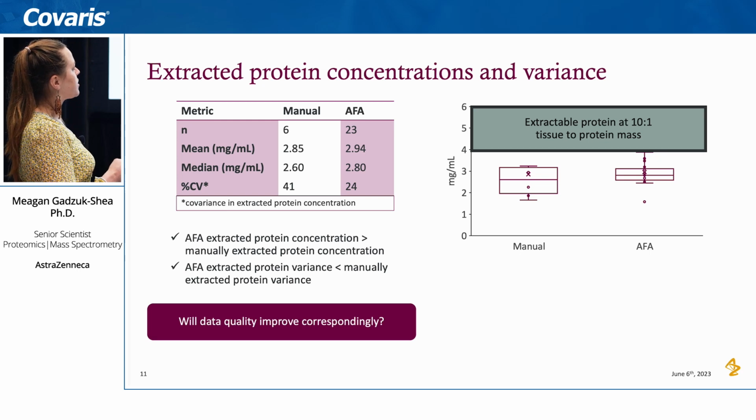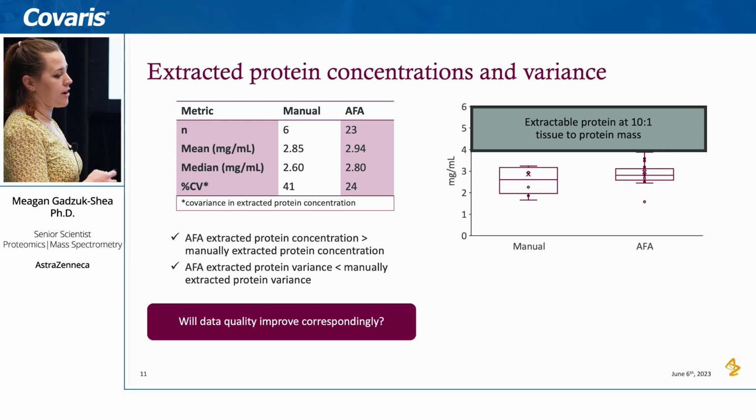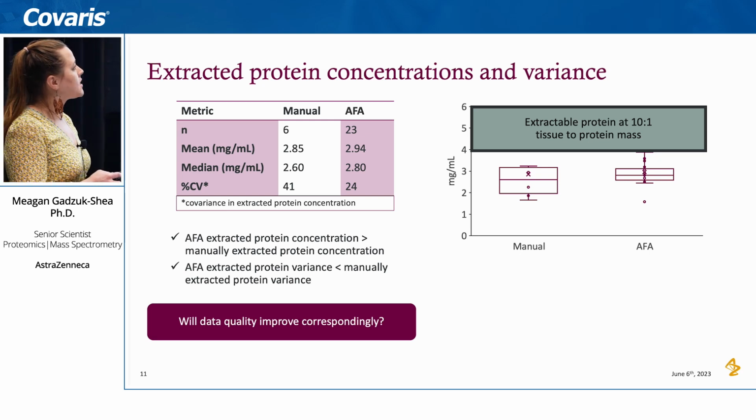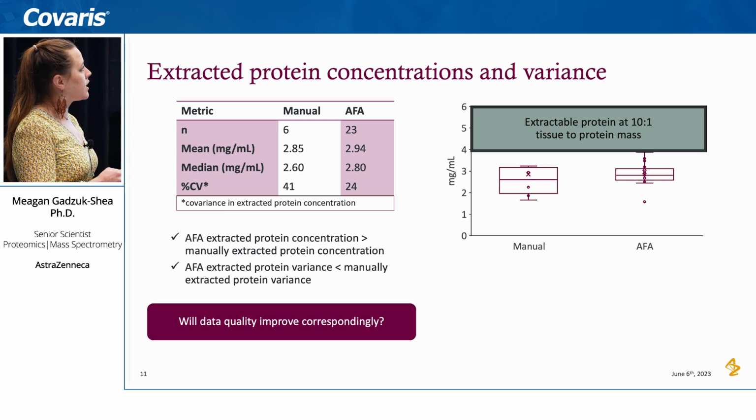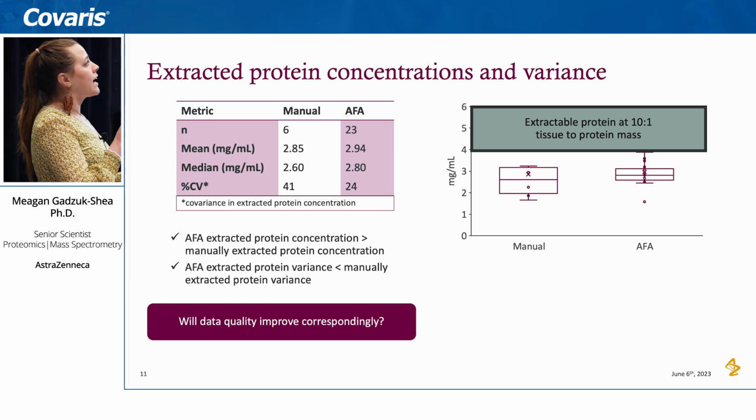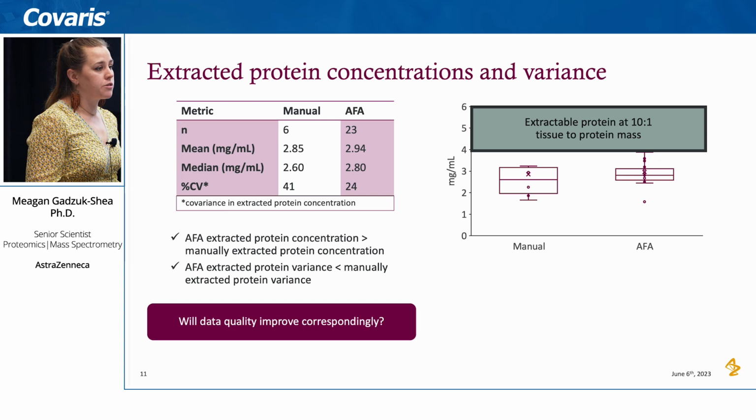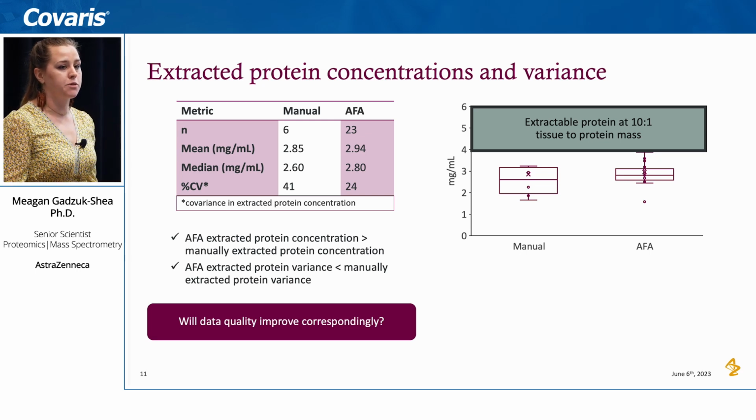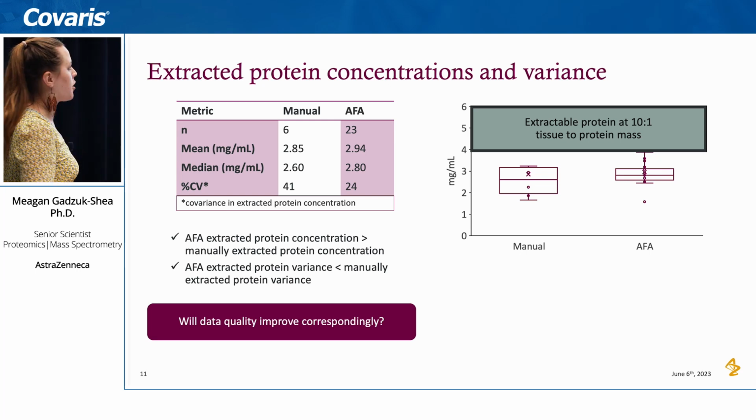And in these tables, that's going to be the covariance in our extracted protein concentrations. And then in the box plots, this gray box over here, which I'll show for all the figures, is the range of maximum extracted protein if we're operating under the colloquial assumption that for every 10 milligrams of tissue, you're going to get out a milligram of protein.